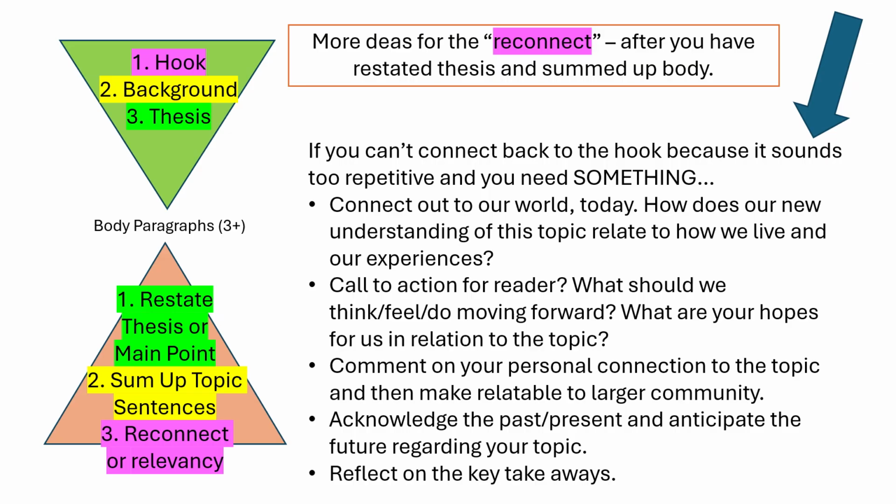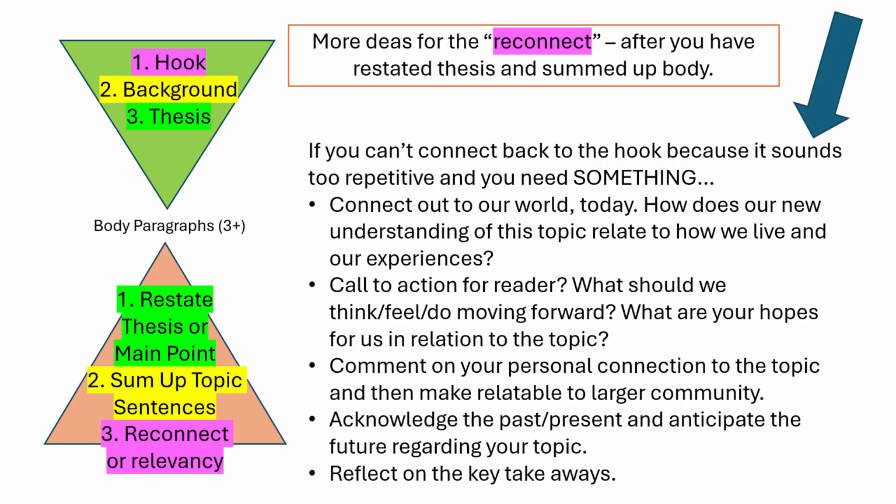Another idea is maybe a call to action for your reader. Maybe you're going to talk to your audience who read your paper directly and push us to think, feel, or do something moving forward about the topic. What are your hopes in relation to us about that topic? Another one, you could comment on your personal connection to the topic and make it relatable to a larger community after that. So you kind of go back maybe to a different anecdote and then you branch it out to how that would relate to all of us.